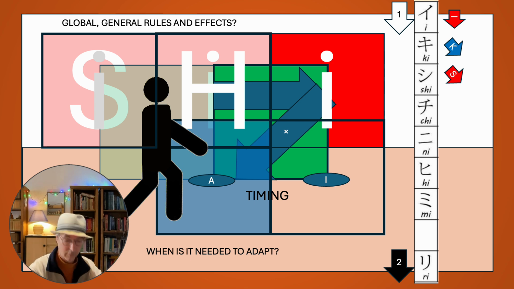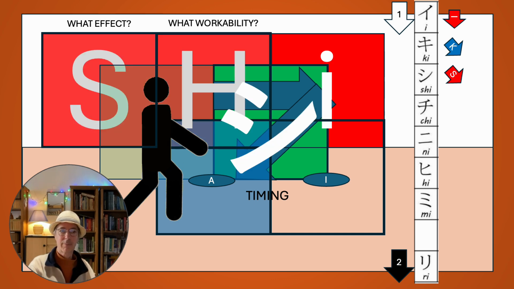So again, we go locally, now globally again. We are the global rules, the general rules, and its effects. What will cause this E, that we need it, that we need timing for it, that we need an adaptation process for it towards what is new.